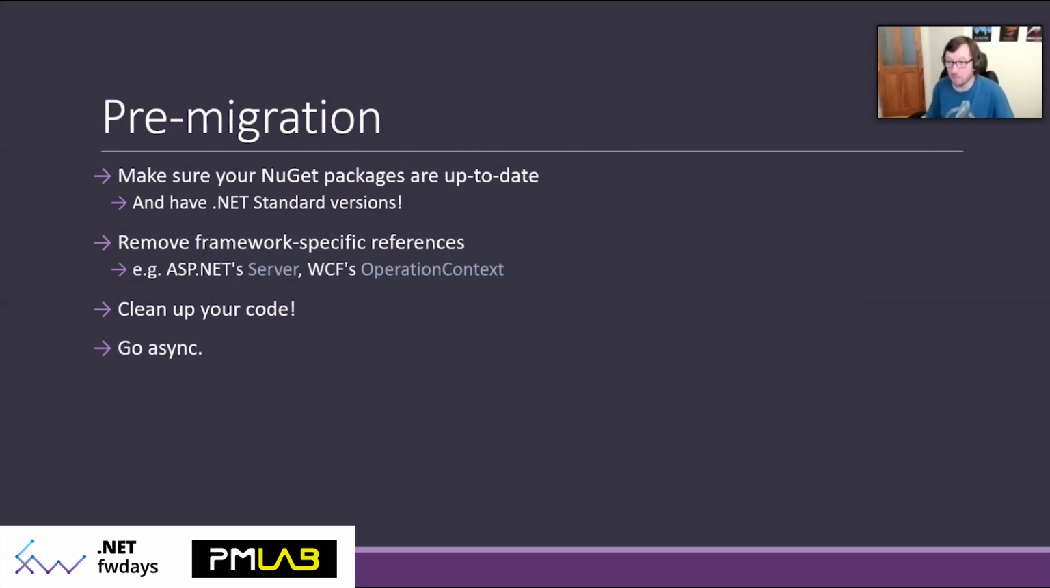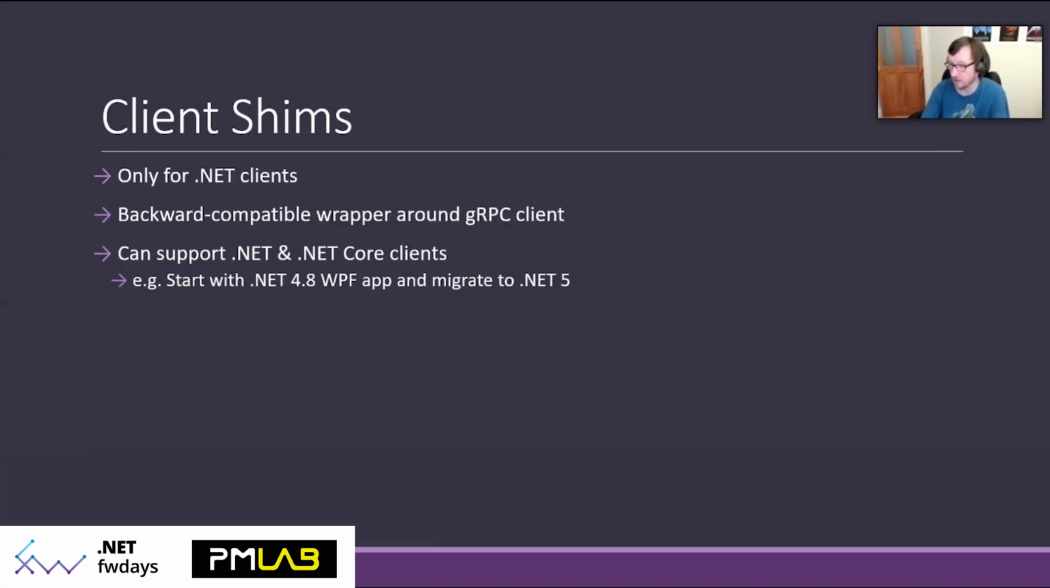Just clean up your code, remove all that commented out stuff, reorganize it, work it into class libraries, make it easier to understand, make it easier to maintain. Go async. If you're still using SqlConnection.Open and SqlCommand.Execute, change to the async versions of those, which will be much more at home in .NET Core.